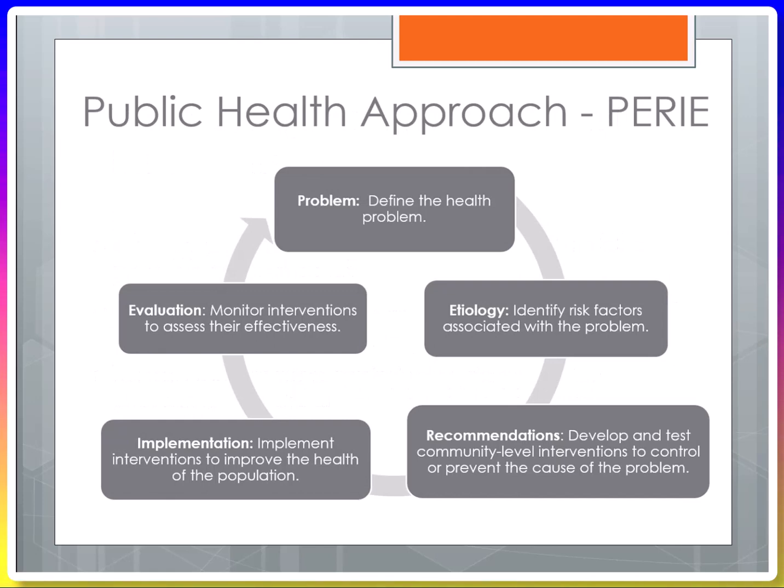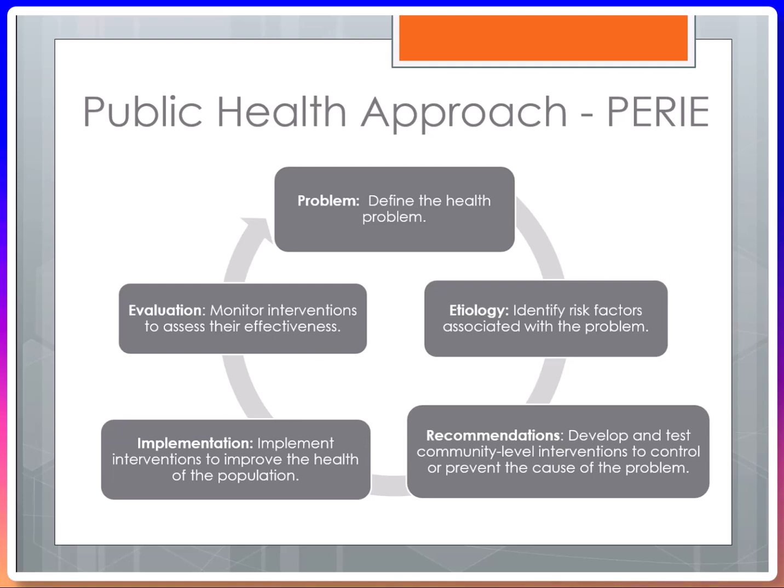The next thing I want to talk about is the public health approach. And this is sometimes called PERI, P-E-R-I, and it's a 5-step cycle where the first thing we do is we define the problem. So the first P in PERI is problem. Oftentimes, the assistance of an epidemiologist is important in defining the problem because they can look at data and help us to understand it in terms of the definition of the problem.